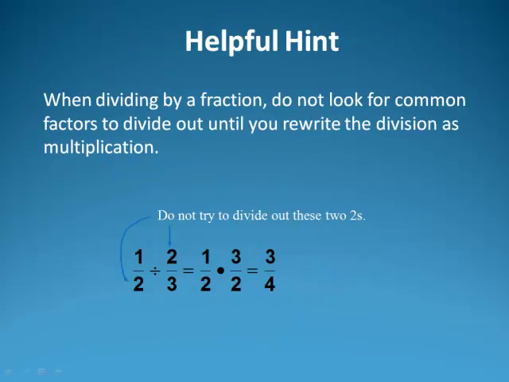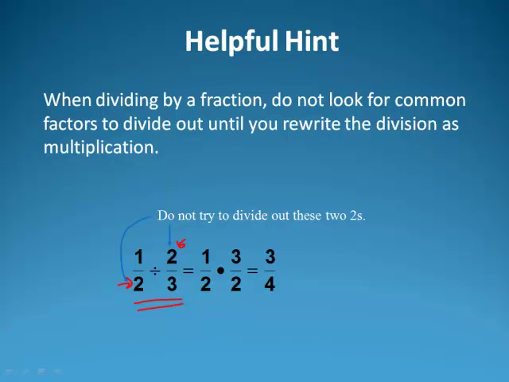Helpful hint: when dividing by a fraction, do not look for common factors to divide out until you rewrite the division as multiplication. And that's what we said before. If you're going to use those little shortcut steps where you can cancel out a common factor, a common mistake is students will look at this problem and they'll see that there are common factors of 2 across the diagonal here, and they'll try to cancel them out.